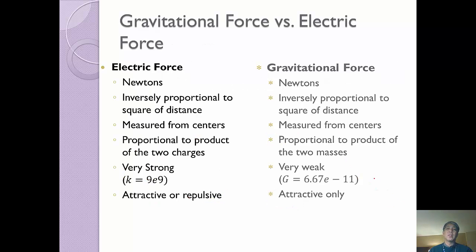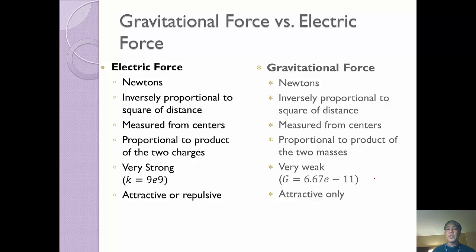This last slide is basically a summary of the differences and similarities between gravitational force and electric force. First off, they're both forces, so they're both measured in newtons and they're both vectors. They're both inversely proportional to the square of the distance, so as I get farther away, it gets weaker faster. The force is always measured from the center of the objects, the center of the masses, the center of the charges. And the forces are proportional to the product of the two masses or the product of the two charges. Now this is where they're different. The last two are differences.